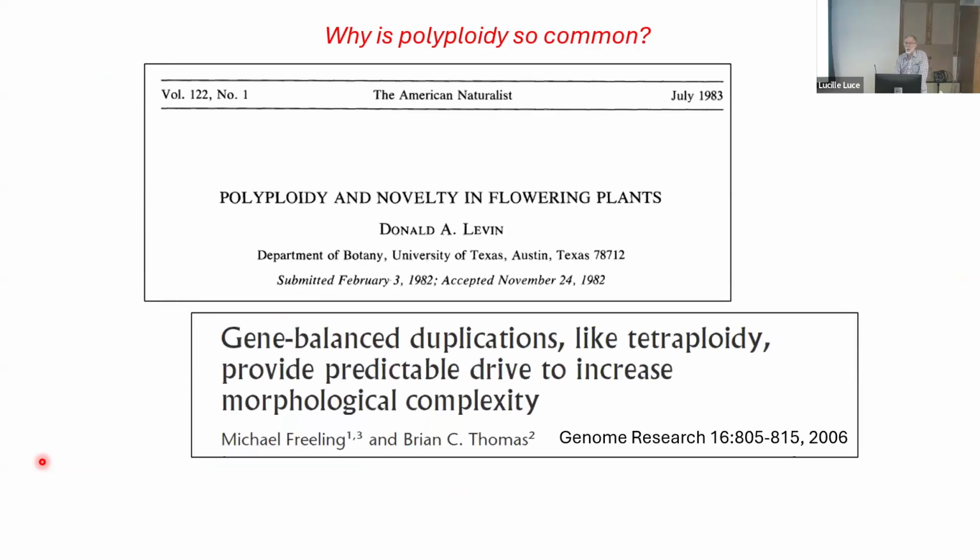And the idea is that polyploidy is a generator of novelty, at pretty much every possible level. This classic paper by Don Levin, someone Bill knows very well, yeah, he's smiling here in the front, is a real classic in terms of all the ways that polyploidy can create evolutionary novelty. A paper by Mike Freeling a little bit later, gene balance and duplications as a drive to increase morphological complexity. So this has been a recurring theme in the polyploidy literature all along.